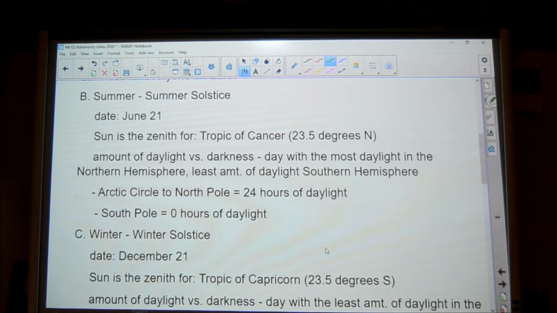Next season, winter, also known as the winter solstice. Date, December 21st. The sun is at the zenith of the Tropic of Capricorn, 23.5 degrees south latitude. This is the day that the northern hemisphere has the least amount of daylight. So if I'm at the Arctic Circle going to the North Pole, it has zero daylight on December 21st. The reverse is true for the southern hemisphere. The South Pole has 24 hours of daylight. So for them, while we have winter, they have summer.